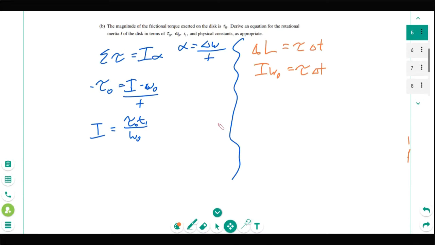So our change here, this would all be negative. We end up with the same thing: I would equal the negative torque times T1 over a negative omega naught, which works out to be the same exact thing, tau naught T1 over omega naught. So exactly the same outcome, 2 different ways of looking at it. It depends: are you thinking in terms of forces and torques or angular momentums and torques? But it's the same exact answer, regardless of which way you do it.